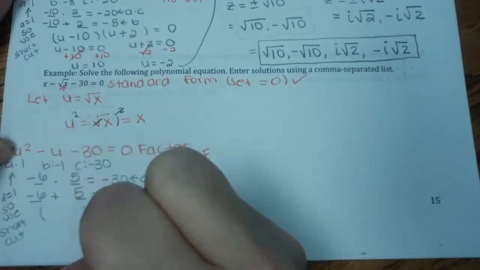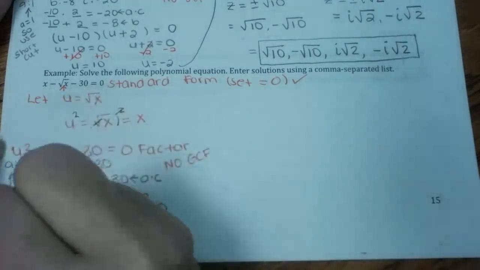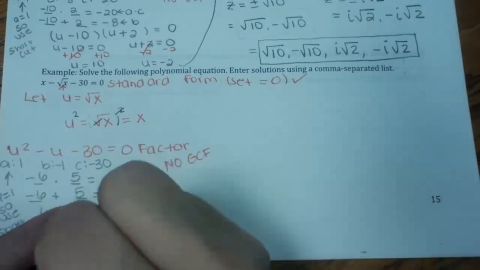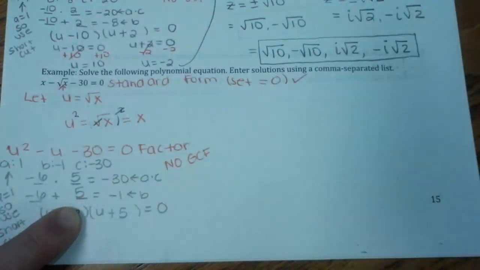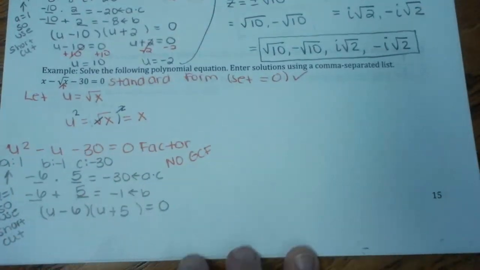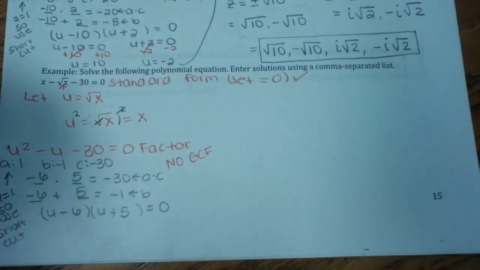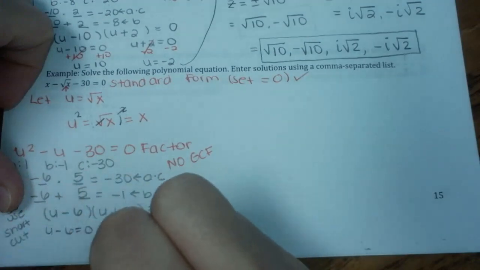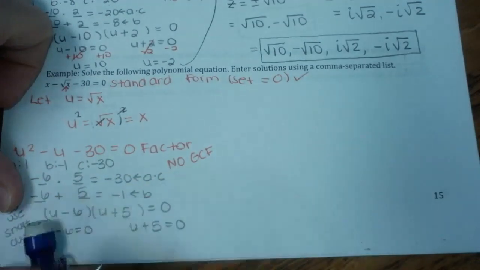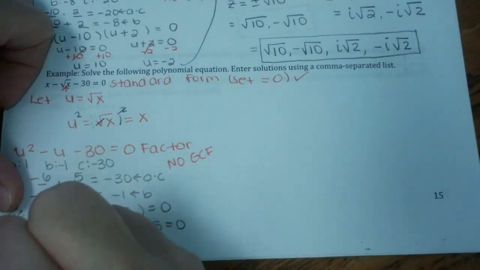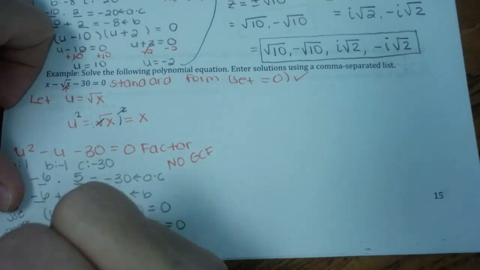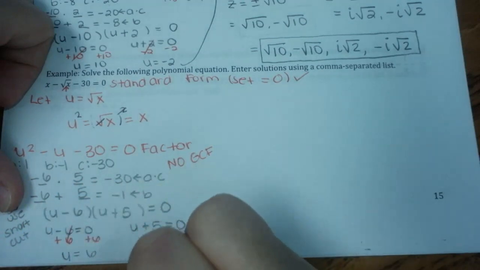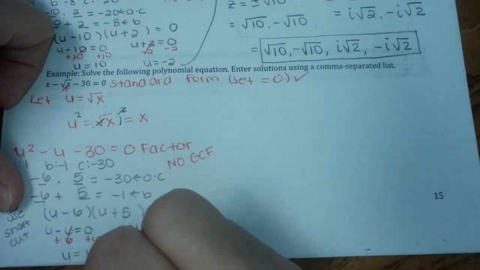Thankfully, our A value is 1 again, so we can use our shortcut again. Our shortcut tells us we can go straight to our two factors set equal to 0. The variable that we're using is U. In my blank is -6, so one factor is U minus 6, and my next blank is +5, so my other factor is U plus 5. Setting each factor equal to 0, U minus 6 equals 0, U plus 5 equals 0. Solving each one separately, we add 6 to both sides and get U equals +6. We subtract 5 from both sides and get U equals -5.